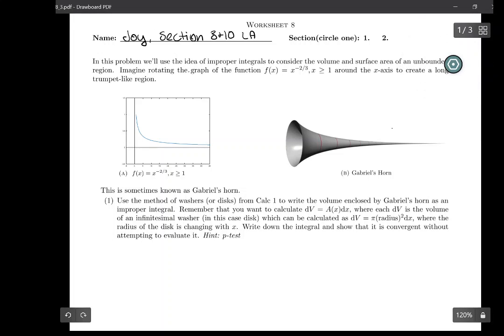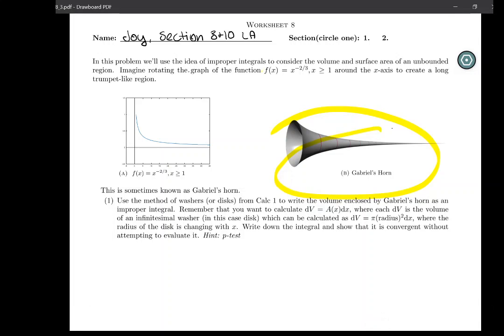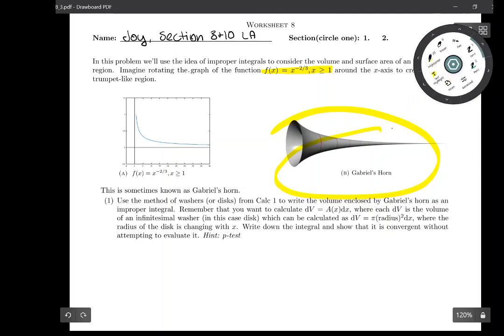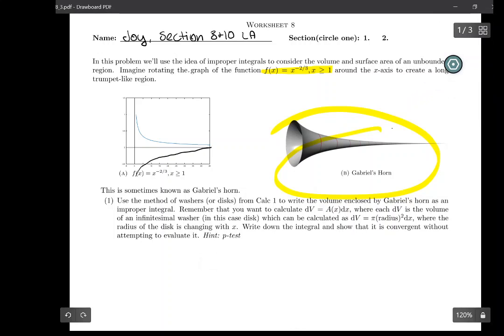So this is worksheet 8, from the week before spring break. We went through kind of a math case study of Gabriel's horn, which is this shape right here. We use the function f of x is equal to x to the negative 2/3, where x is greater than or equal to 1, rotated around the x-axis, so it looks like this, right? To infinity, starting at x equals 1. So when this gets rotated around, we get a series of circles, and that's what we're going to be looking at that makes our function.